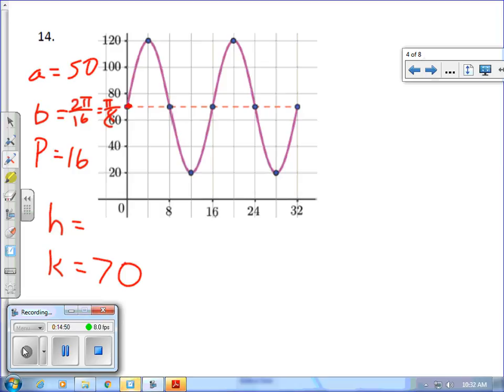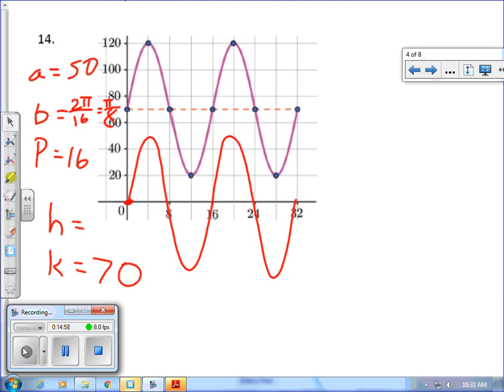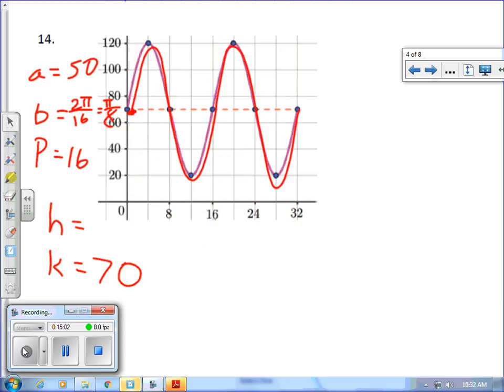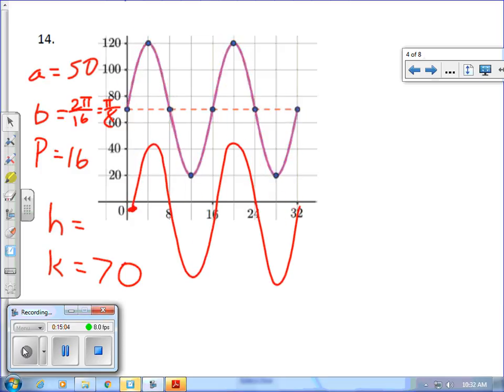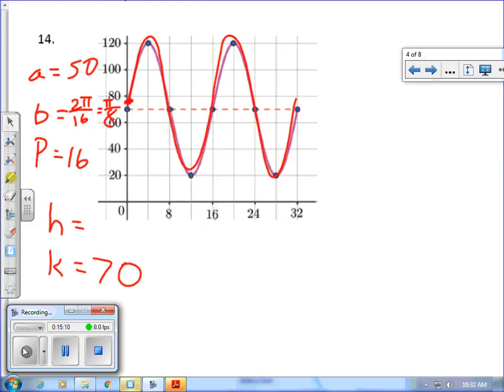Since if all we did was shift this down, that would be sine. Up 70 puts it right where we want it. So if we just make it a sine graph, then all we have to do is shift it up with no horizontal shift.